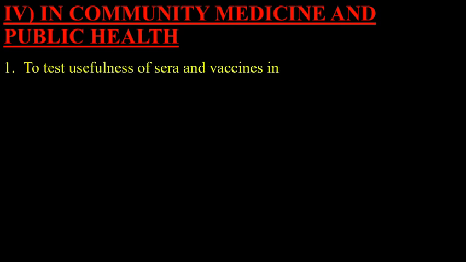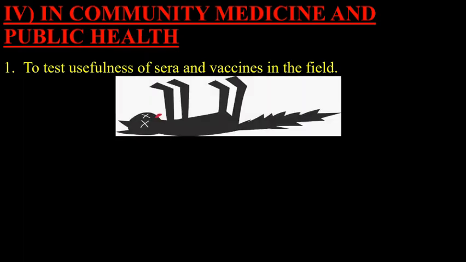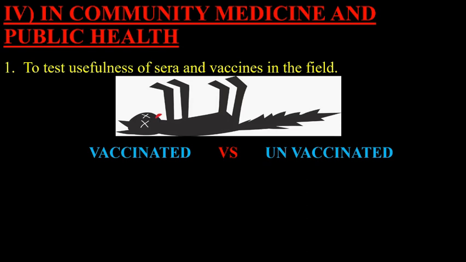Next comes community medicine and public health. To test usefulness of sera and vaccines in the field. This is done by calculating the percentage of attacks or deaths among the vaccinated subjects and comparing it with that among the unvaccinated ones to find whether the difference observed is statistically significant.